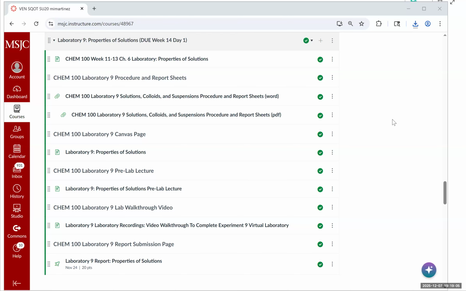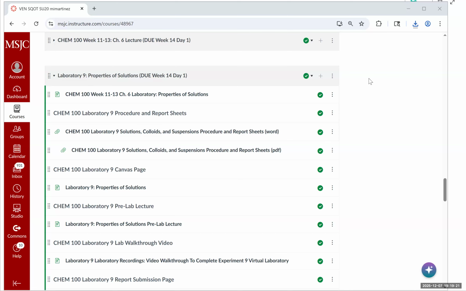So today we're doing a full walkthrough of Chem 100 Laboratory 9, which focuses on properties of solutions, and specifically the idea of solutions, colloids, and suspensions.